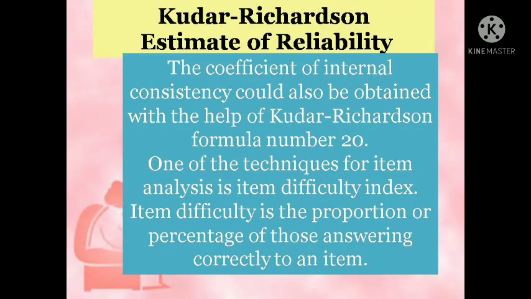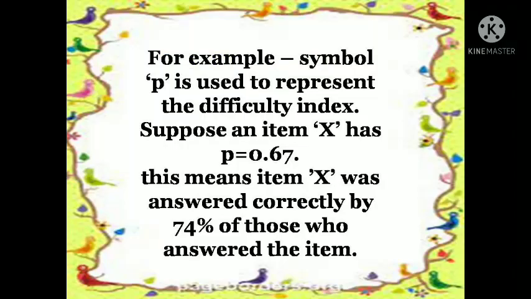KR estimate of reliability. The coefficient of internal consistency could also be obtained with the help of Kuder-Richardson formula number 20. One of the techniques for item analysis is the item difficulty index. Item difficulty is the proportion or percentage of those answering correctly to an item. For example, the symbol P is used to represent the difficulty index. Suppose an item X has P equal to 0.67. This means item X was answered correctly by 74% of those who answered the item.